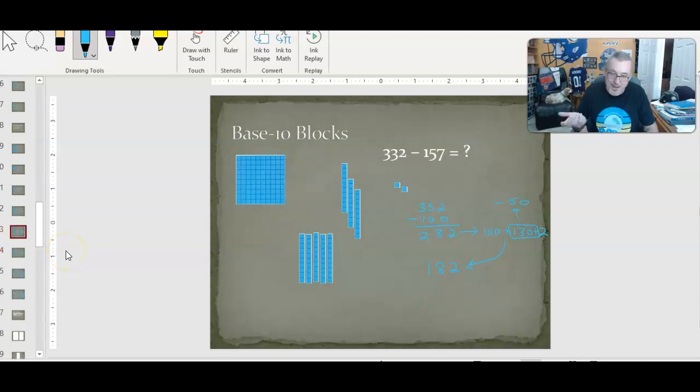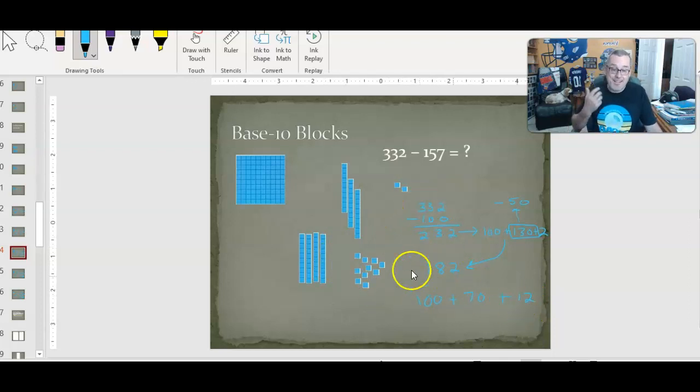All right, after I have my 182, I had to take away 7 more, but I didn't have 7 to take away. So my next move was to take one of my 10s and break it up into 10 ones. So I now had the 100. I have 1, 2, 3, 4, 5, 6, 70, but then I have 10, 11, 12. I have 170, 12.